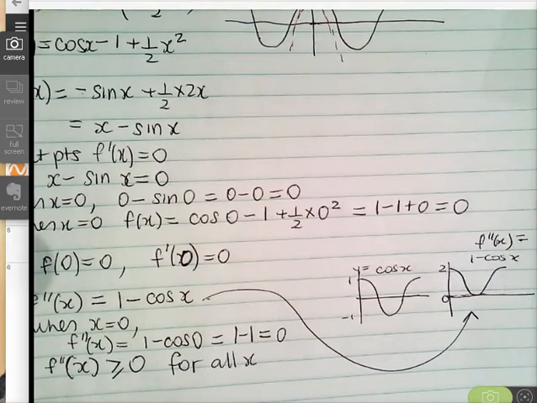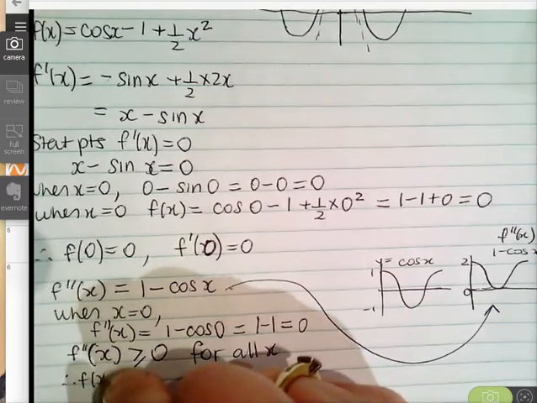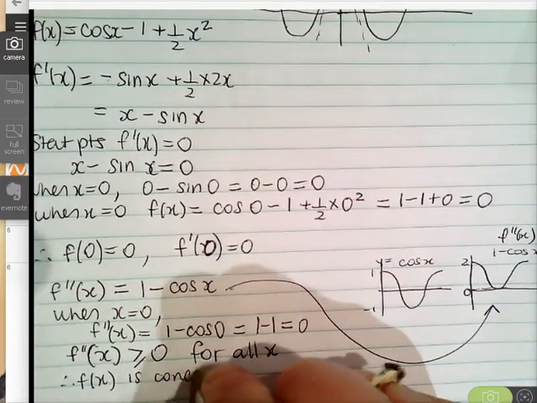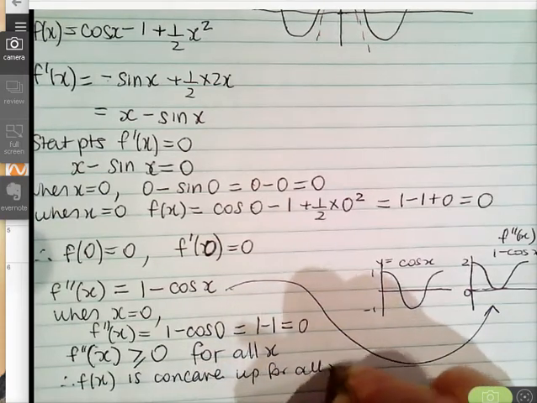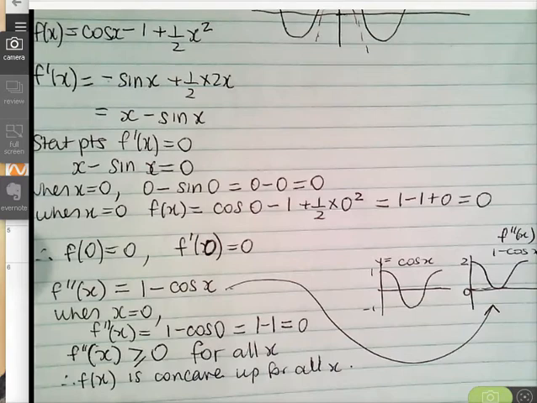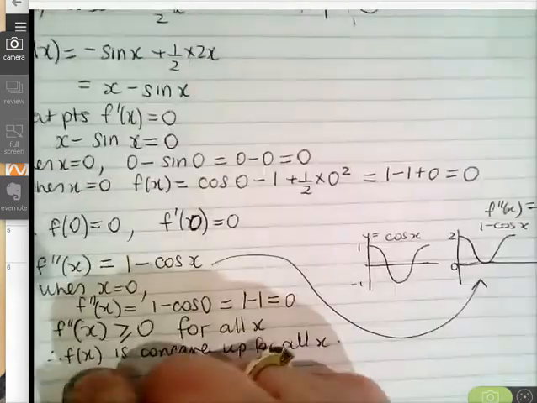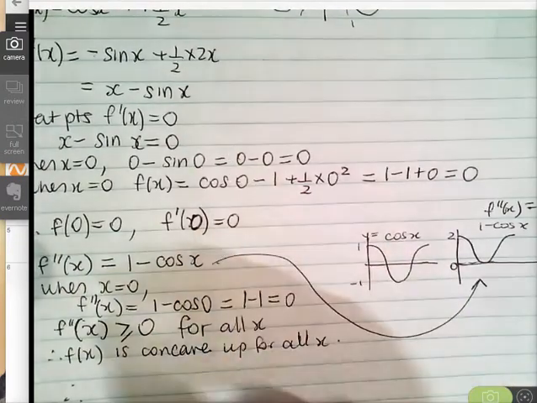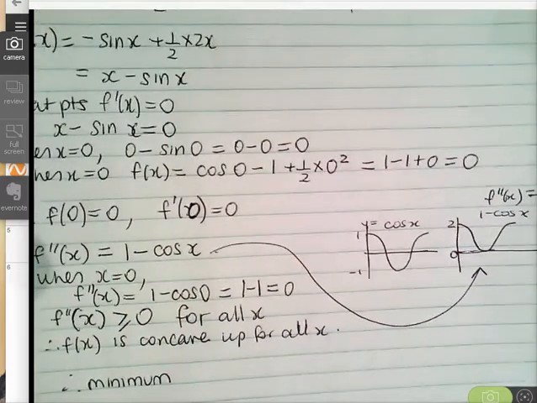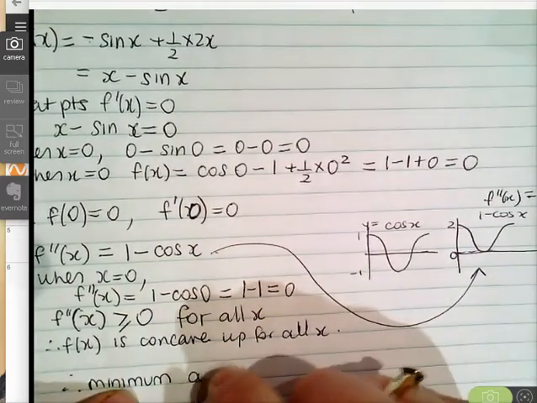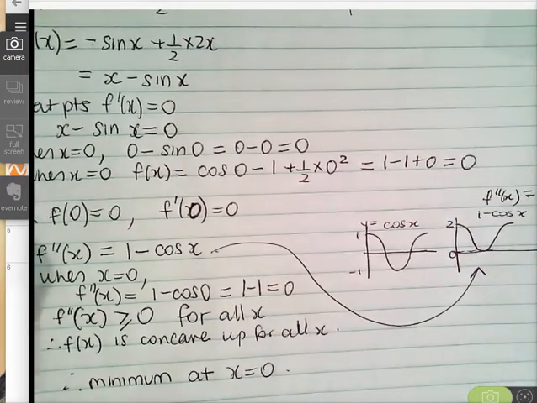So therefore my function is concave up for all x. Now, for it to be concave up for all x, and since I've got one stationary point, I must have a minimum. So I must have a minimum at x is 0, because I know I've got a stationary point when x is 0.